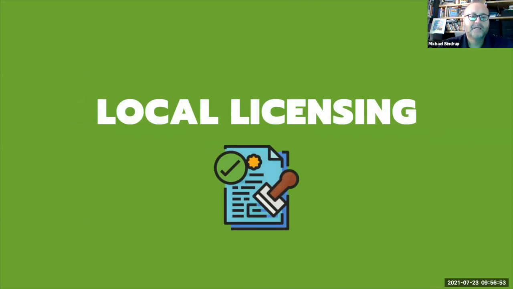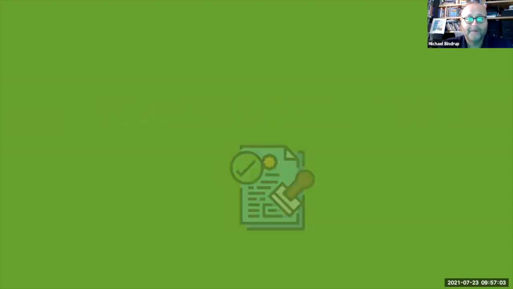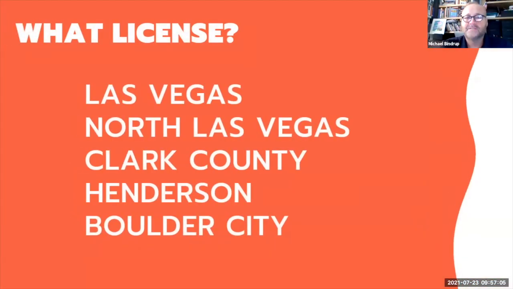All right. Then the last step. I know that the LLC felt a little painful at $425, but you still have to pay more because you now need a local license too. So what license do I get? There are 5 licensing jurisdictions in the Las Vegas Valley. We have the city of Las Vegas, the city of North Las Vegas, Clark County, Henderson, and Boulder City.